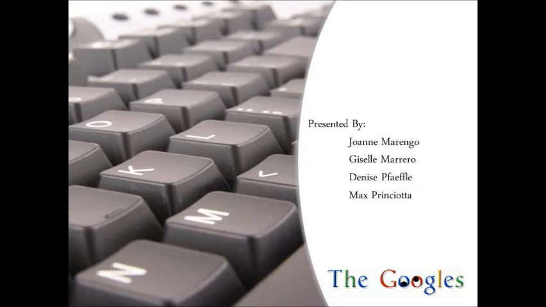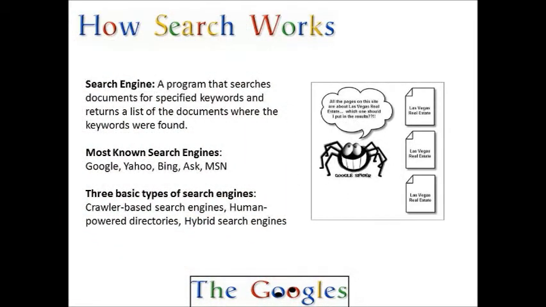Max Princiata. Here we're going to discuss how search engines work, starting off with the basic definition of a search engine, which is a program that searches documents for specified keywords and then returns a list of these documents where keywords are found. Some commonly known search engines are Google, Yahoo, Bing, Ask, and MSN. There are three basic types of search engines, which are crawler-based search engines, human-powered directories, and hybrid search engines.